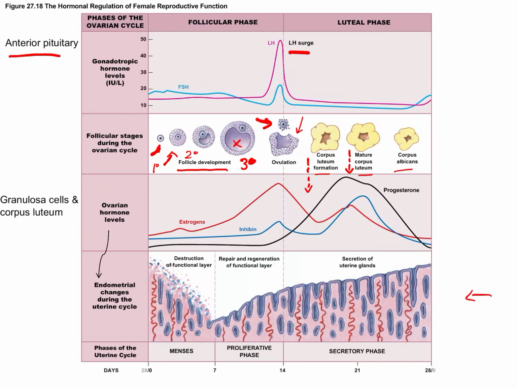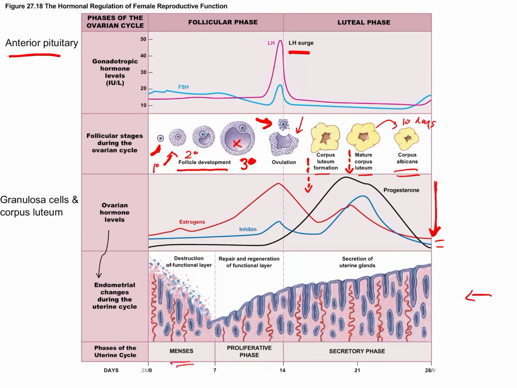However, when the corpus luteum completely degenerates into a corpus albicans, which is basically the scar tissue of the corpus luteum, we see a drastic drop in both progesterone and estrogen. And that drastic drop is going to trigger menstruation. So if the oocyte is not fertilized and there's no pregnancy, we get this degeneration of the corpus luteum after 10 days, and it becomes a corpus albicans. What that does is it drops the estrogen and progesterone, and that drop triggers menstruation. It triggers the menses, or the loss of the functional layer of the endometrium.